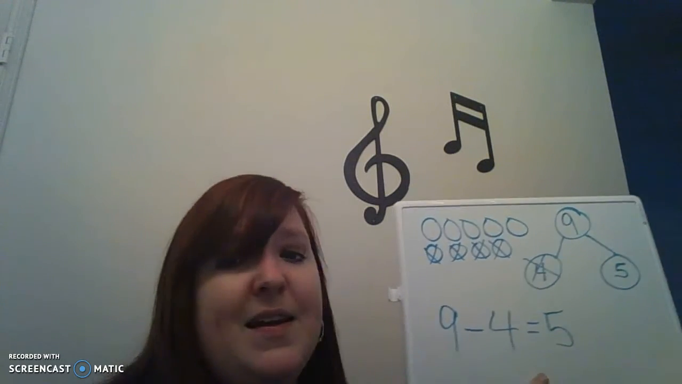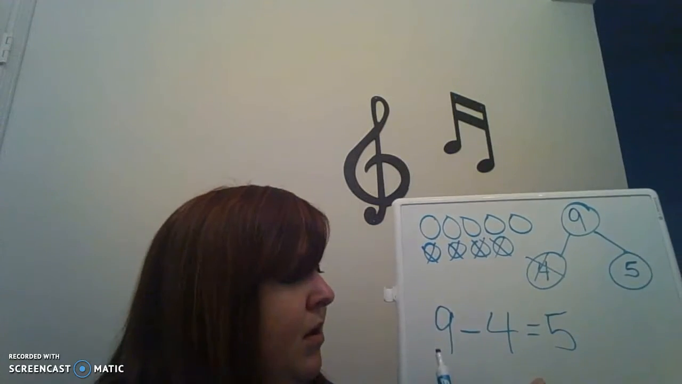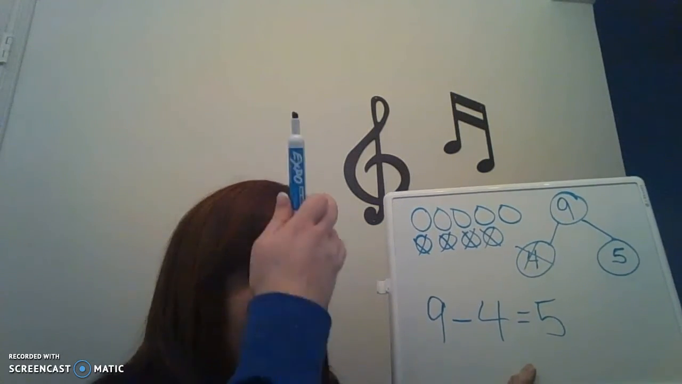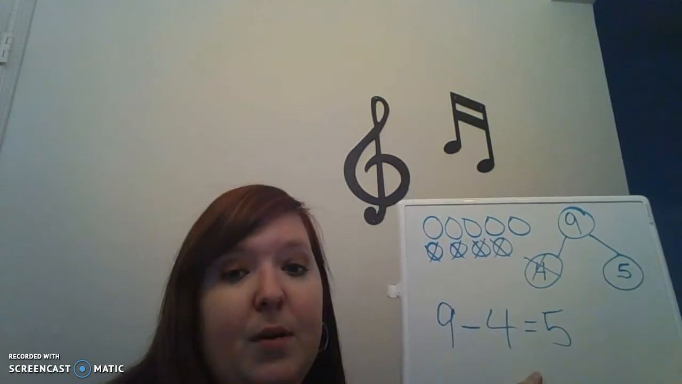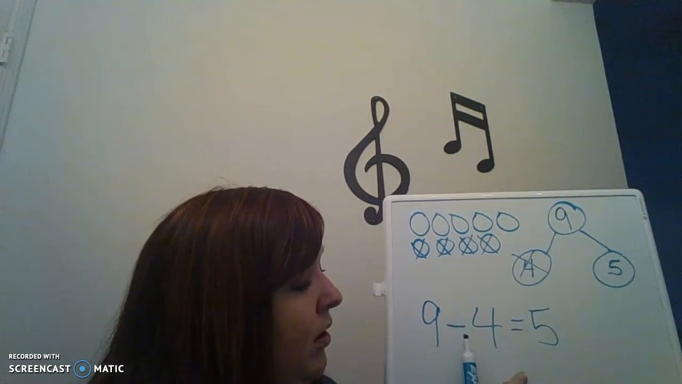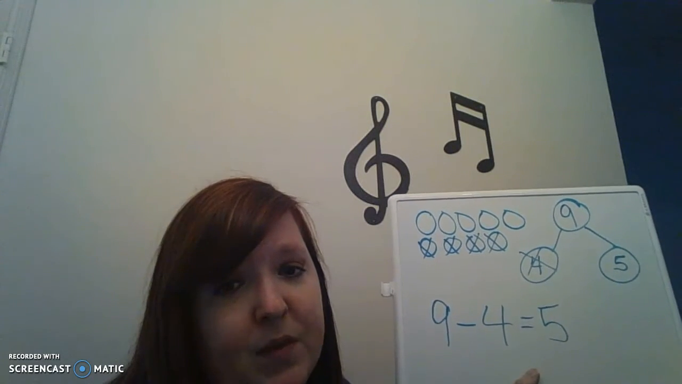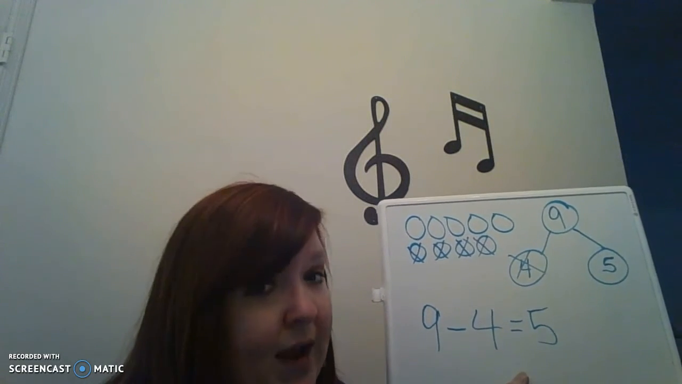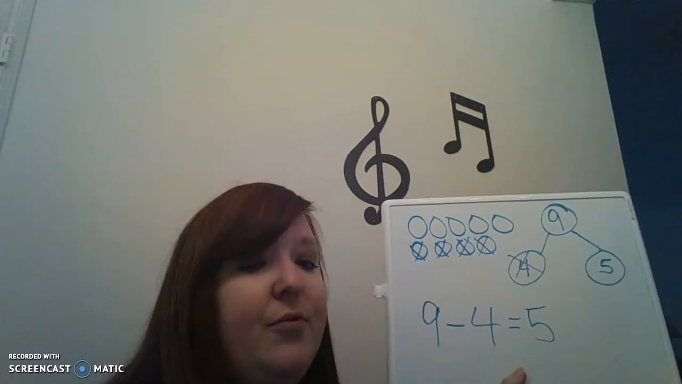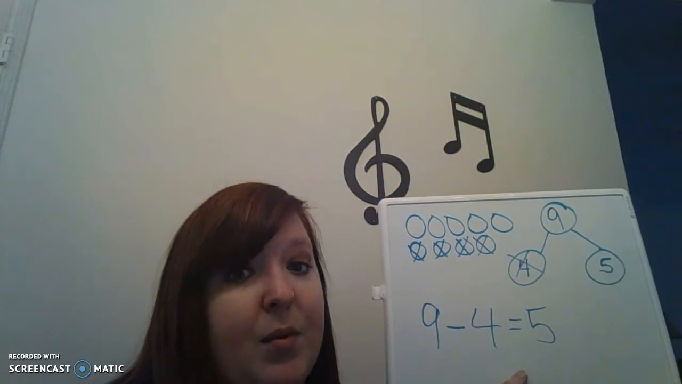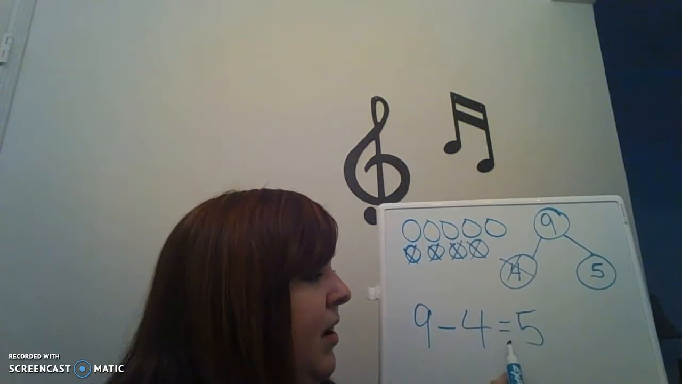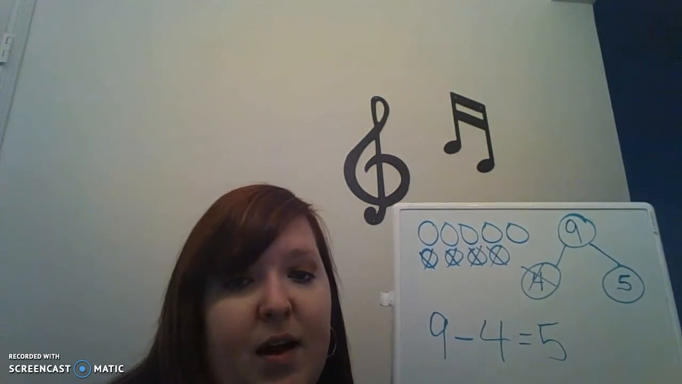Good. What does the 9 represent? The 9 represents, good, all the grapes. The grapes Ellie started with. What does the minus tell us? The minus tells us we're taking away, okay? What does the 4 represent? How many grapes she gave away. And then what does the 5 represent? The 5 is how many were left. Good job.